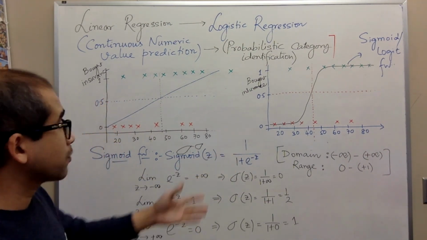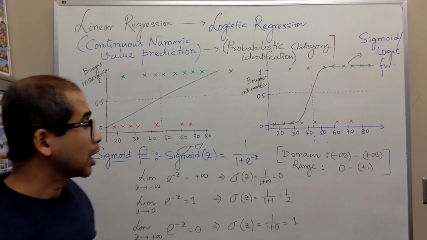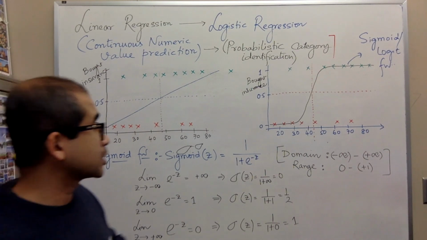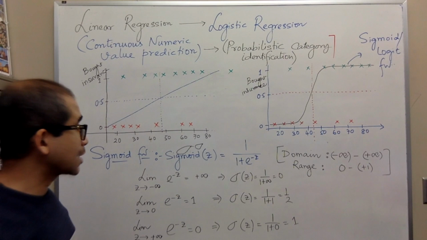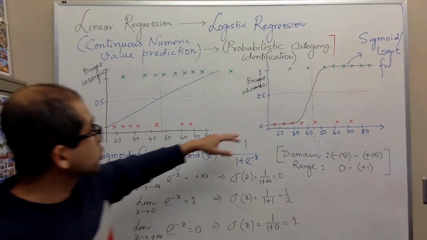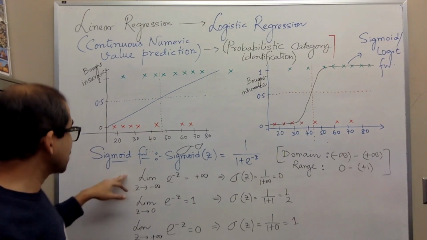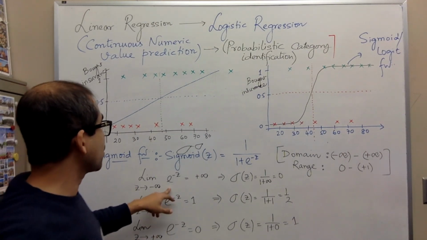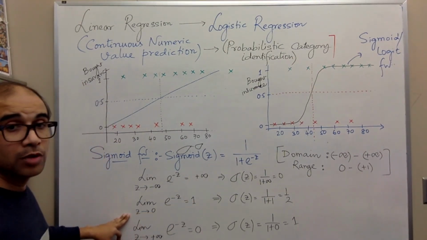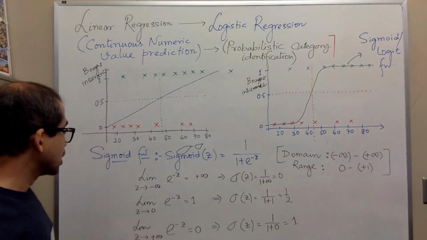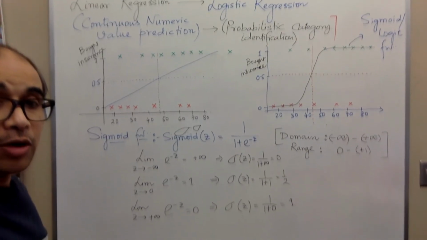The domain of this function is minus infinity to plus infinity. The independent values can take anything from minus infinity to plus infinity, and the dependent values will have a range from 0 to 1. So how the 0 to 1 thing works, let's see here. As z tends to minus infinity, e to the power minus z is plus infinity. As z tends to 0, e to the power minus z equals 1, and as z tends to plus infinity, e to the power minus z equals 0.